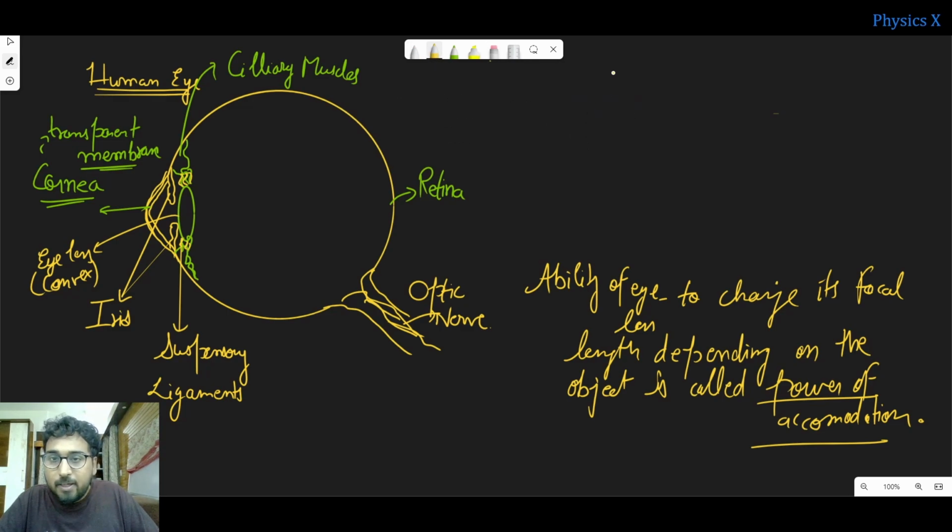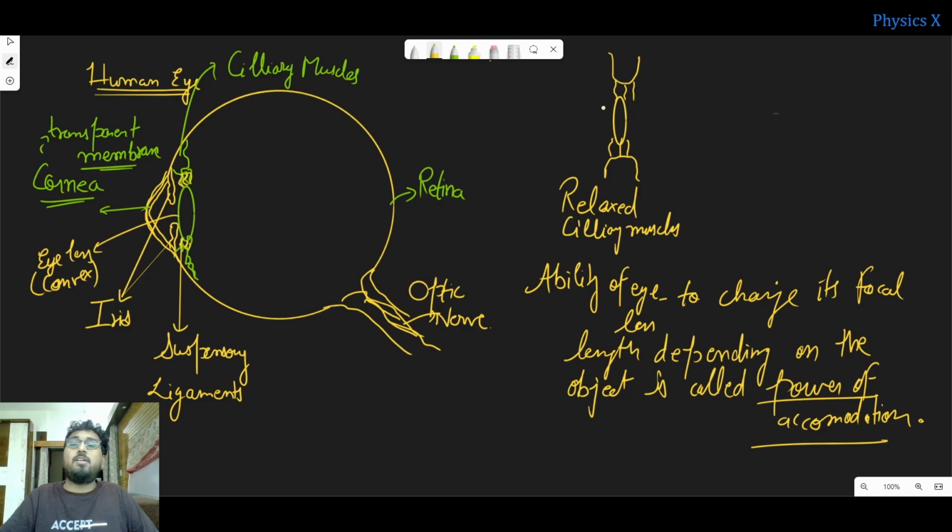In the human eye, there is a thing called ciliary muscles, right? And when these ciliary muscles are in the relaxed condition, what happens? So the eye lens is like this. This is the relaxed condition, relaxed ciliary muscles. So what happens when the ciliary muscles are relaxed? The suspensory ligaments are such that the lens is in this shape.